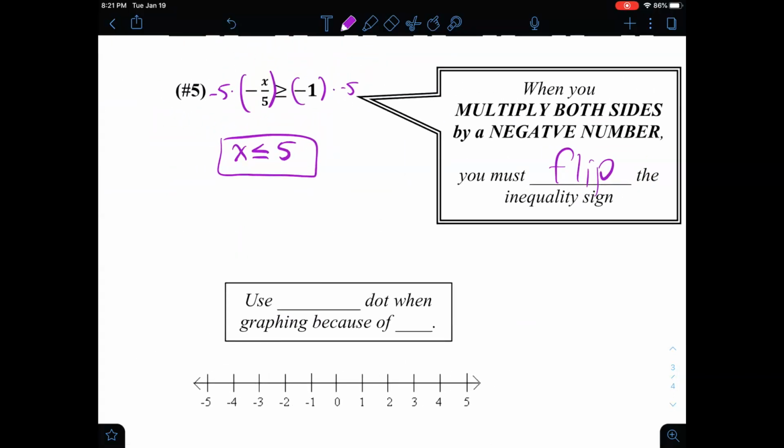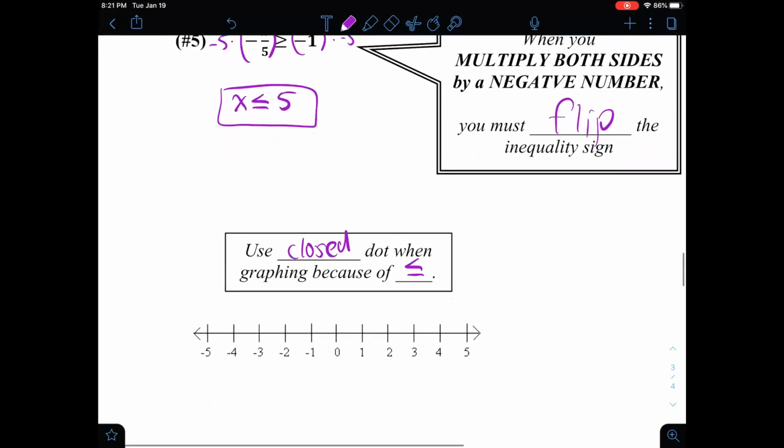All right. Is it an open or a closed dot if it's equal to? Closed dot, because it's less than or equal to. And it's going to be a closed dot on 5. And we're looking at numbers that are shaded to the left.